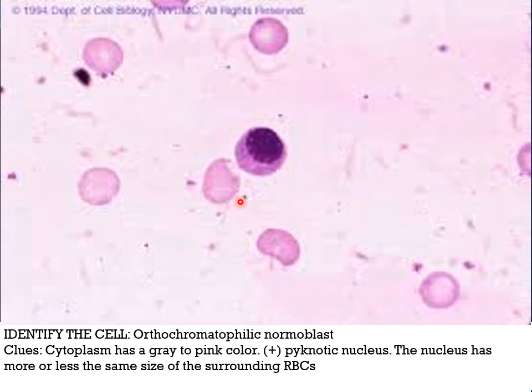So, this is the ring stage, which we call the sunny side up appearance because it looks like a fried egg. Okay? The yellow part is the nucleus, and the white part is supposedly our cytoplasm. So, the orthochromatophilic normoblast has a sunny side up appearance.